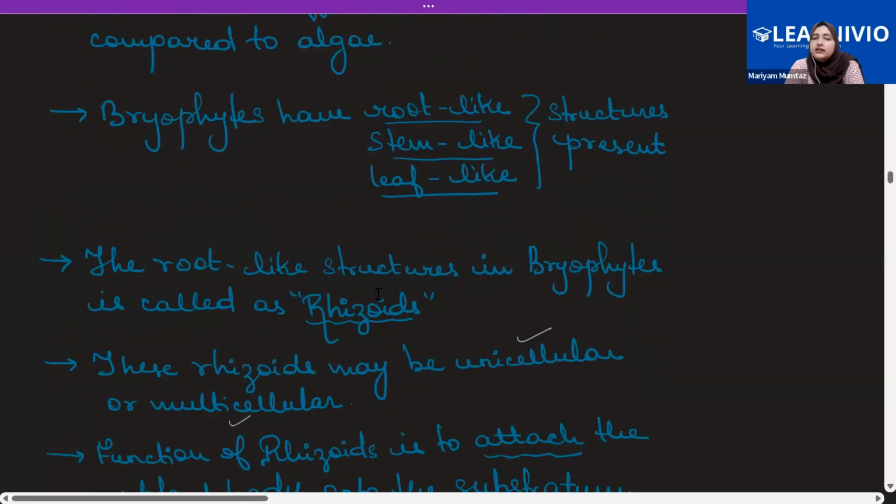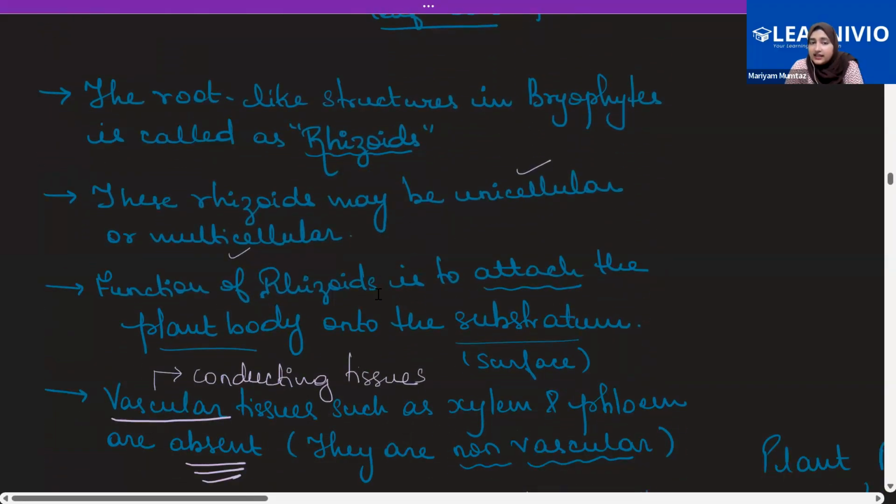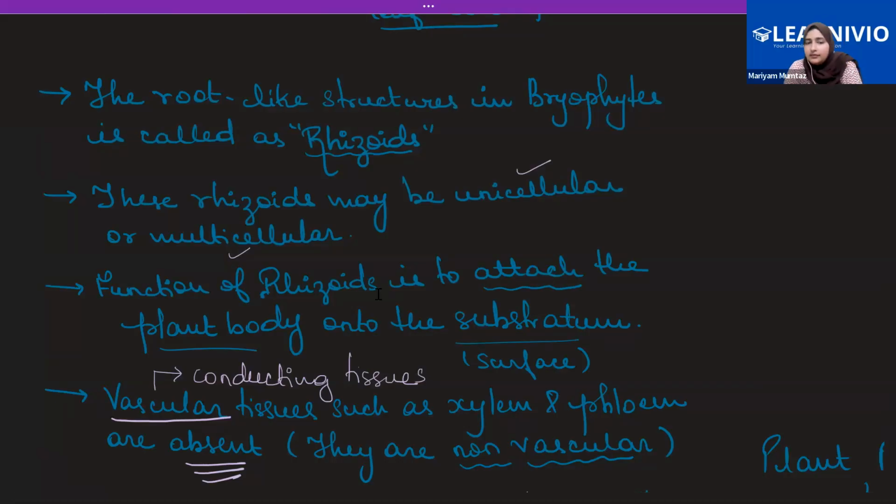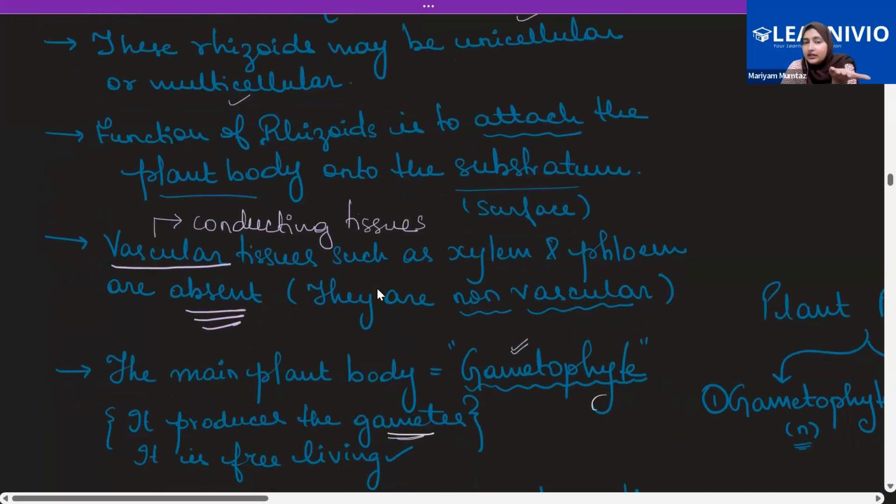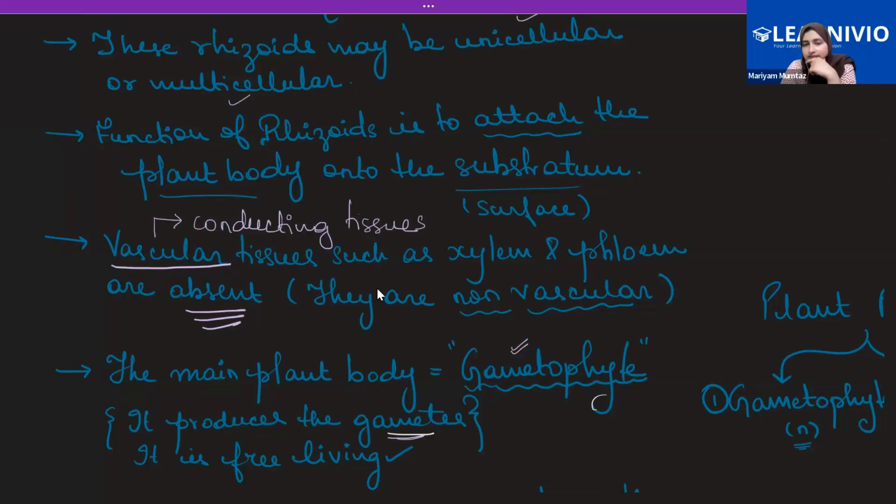Now, in them, the root-like structures that are there, we call it as the rhizoids. The rhizoids could be unicellular or multicellular. What does the rhizoid do? It is responsible that wherever these bryophytes will be situated, the rhizoids will hold the soil. It will be responsible for attachment. It will sort of hold the substratum or the place where they have to attach. So that holding part, that attaching part will be the function of the rhizoid. Now, since they do not have the vascular tissues, conducting tissues, so they are non-vascular or avascular.